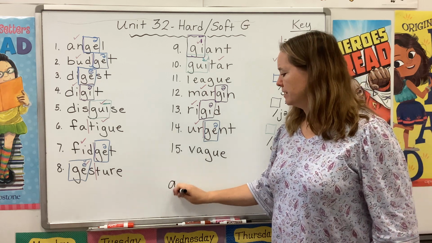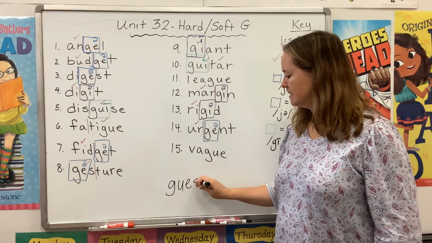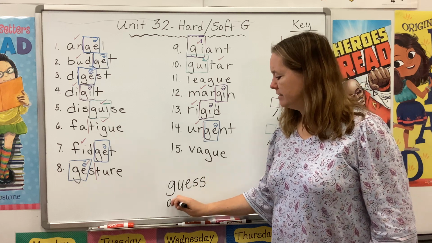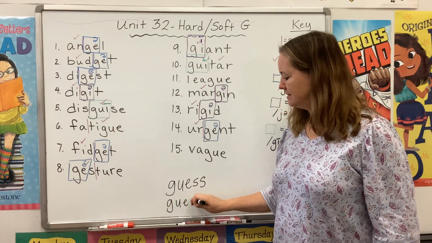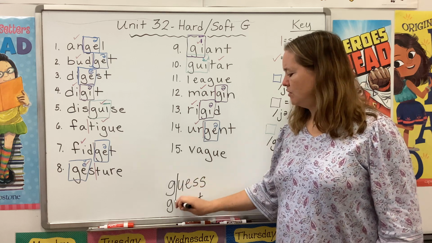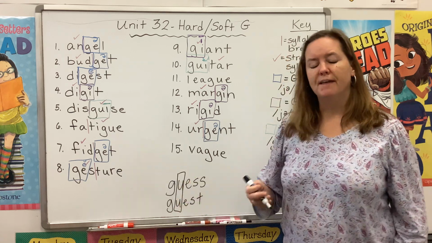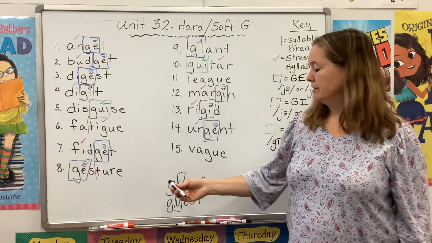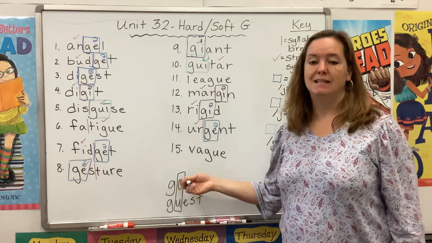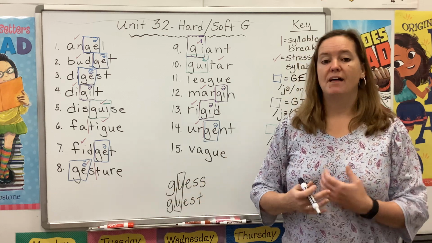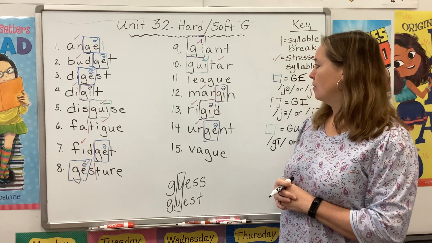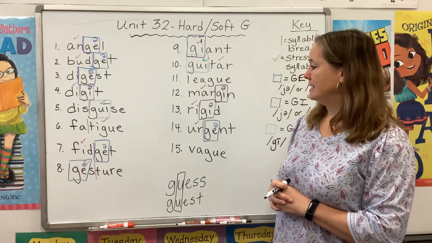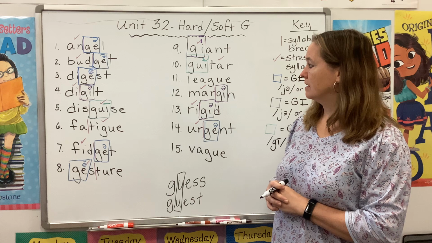Think about the word guess or the word guest. Did you ever wonder why those U's were there? You can't hear them. They're just acting as a buffer between the G and the E to keep that G hard. Okay, let's see if we see any examples this week.